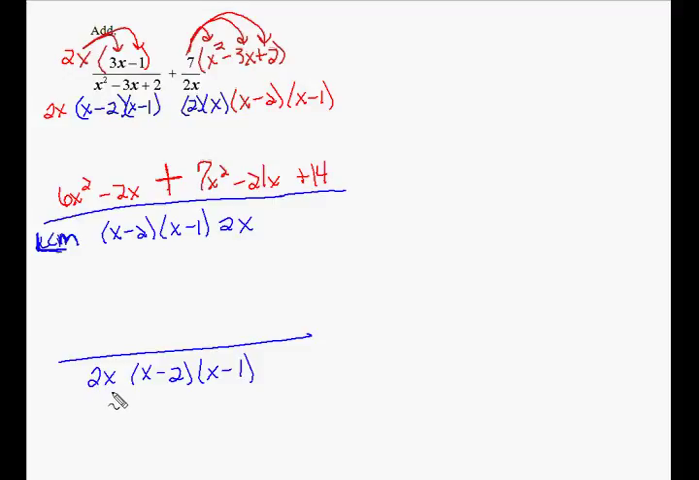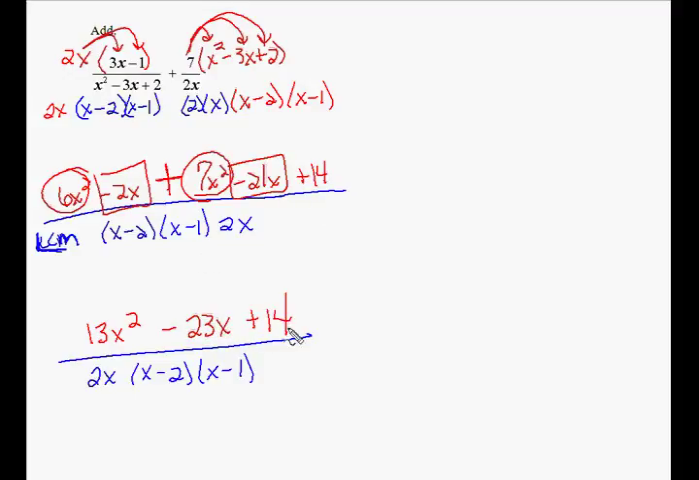So our denominator doesn't change, but I'm going to move the 2x to the front. We still have x minus 2 and x minus 1. And now in the numerator, we're going to combine like terms. We have a 6x squared and a 7x squared is 13x squared. We have a negative 2x and a negative 21x is negative 23x. And then we also have 14.